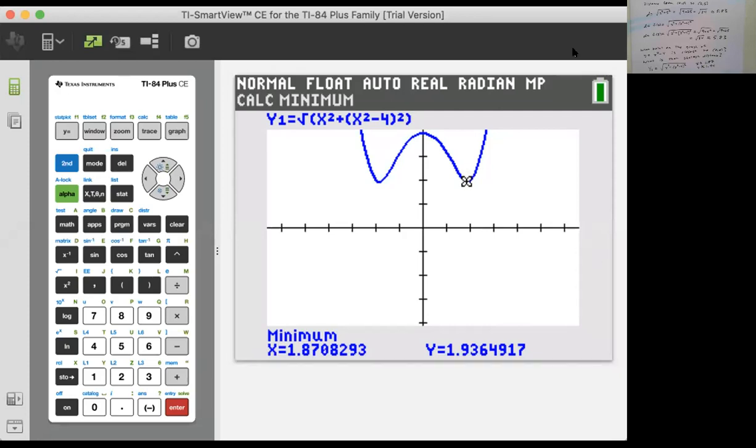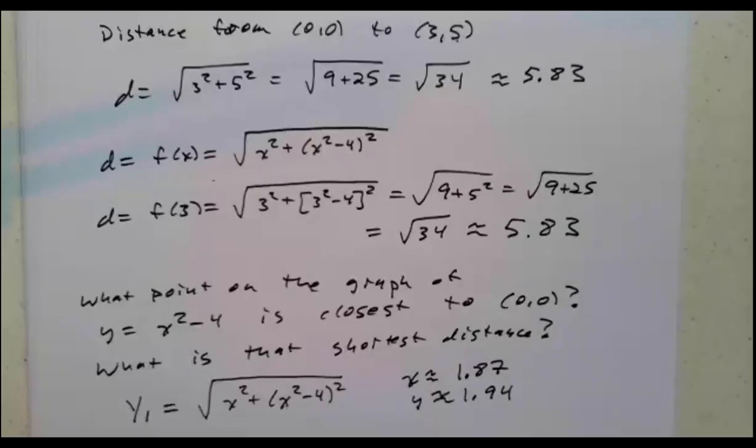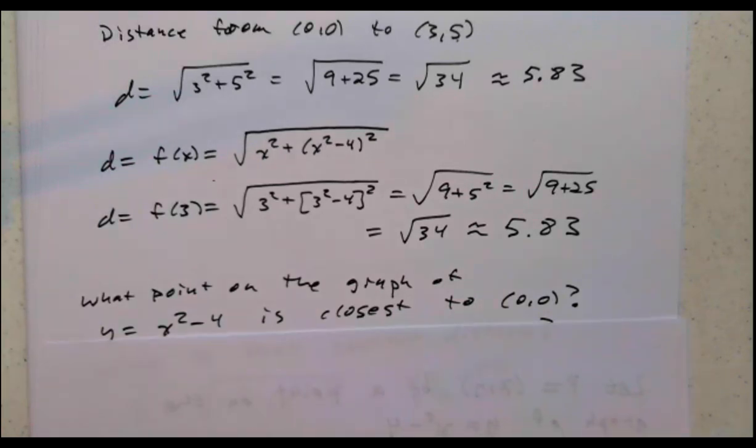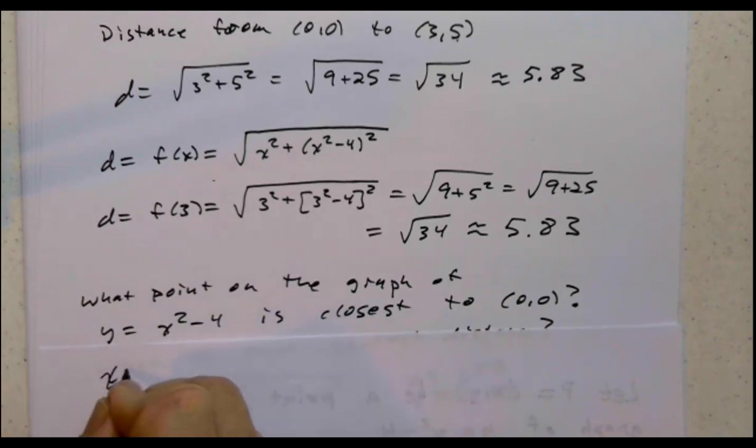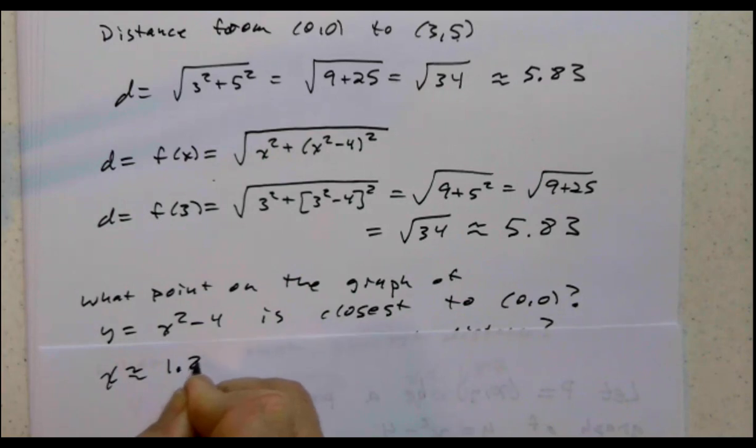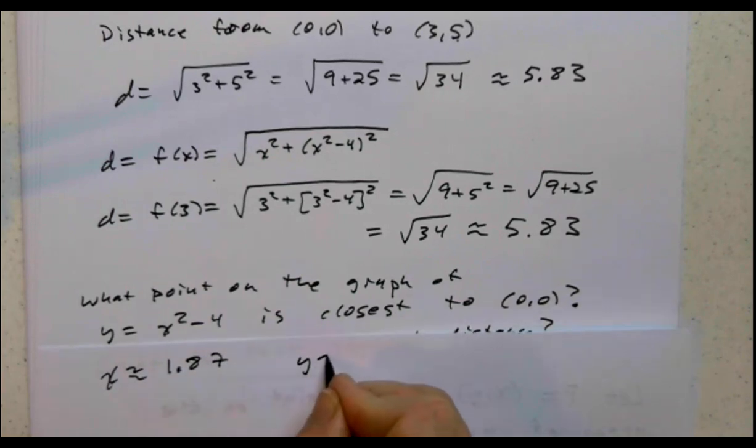So if we're going to try to answer these questions, right? What point on the graph of y equals x squared minus 4 is closest to 0, 0? Well, the answer to that question is what? Is the x value is 1.87, is the y value is whatever that is. So if we answer that, x is 1.87 approximately. And y would be approximately what?